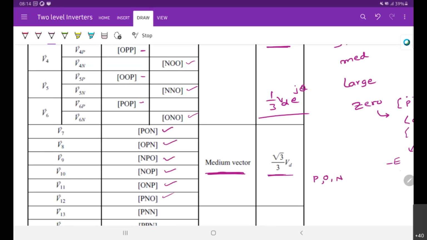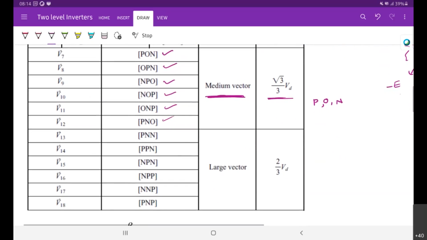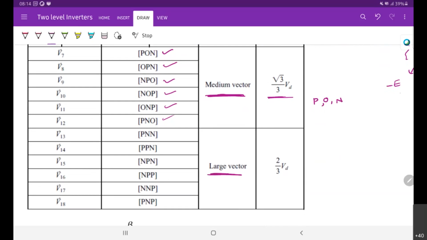Again, it consists of some angle. And we have the large vectors, right? They don't consist of 0, so that means they consist only of P and N. So these are PNN, PPN, NPN, NPP, NNP, PNP. Right? All these don't consist of 0. Clear? And its magnitude is 2/3 VD.